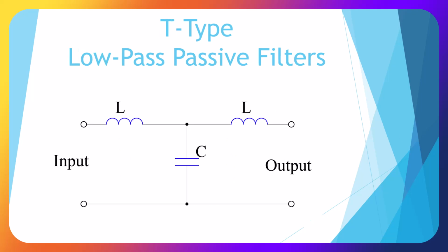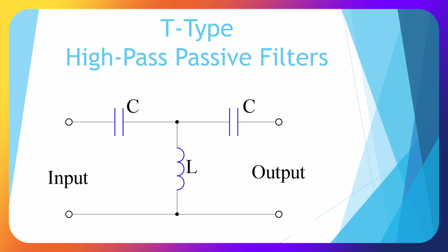Here we have a T-type low pass filter where we have two inductors and one capacitor, and it's named for its T shape. Okay, here we have a T-type high-pass passive filter where we have two capacitors and one inductor and the T shape.